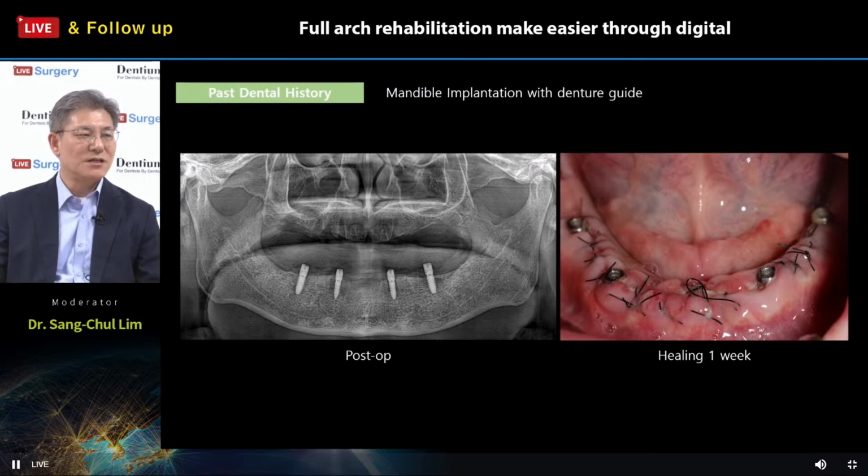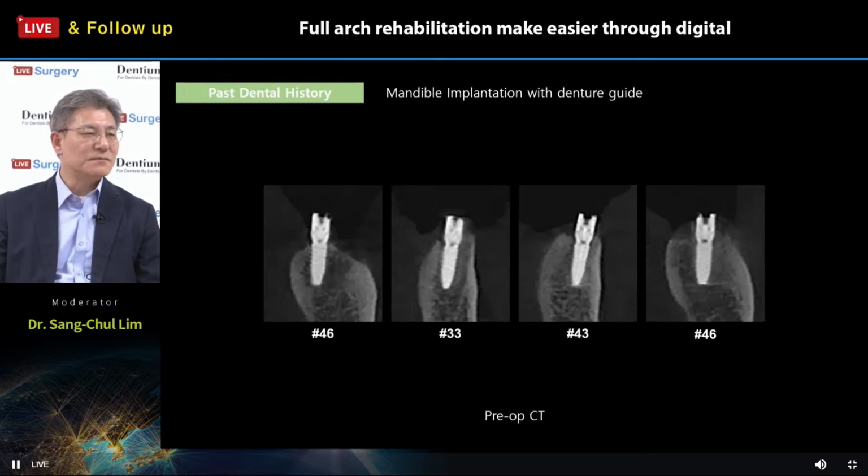For implant installation, the planned area. Healing at 1 week is shown here. Number 46, 33, 43, 46 area. All these areas got perfect implantation. It looks like a textbook situation.